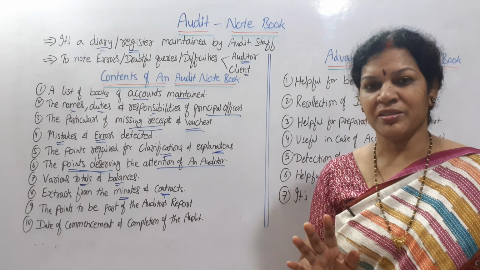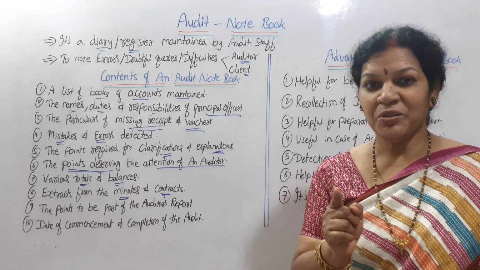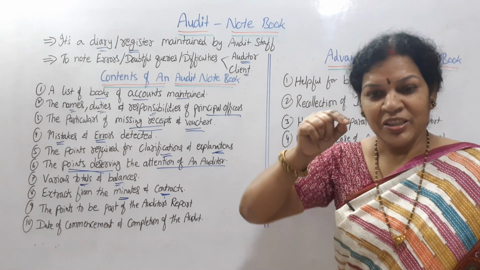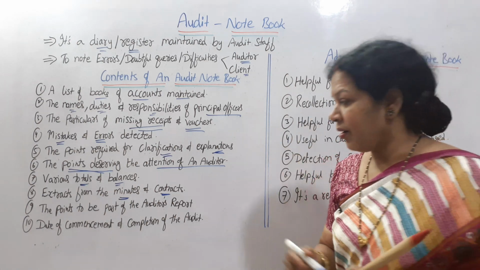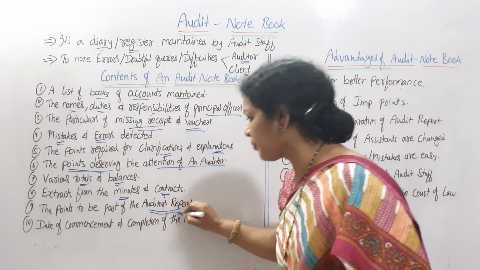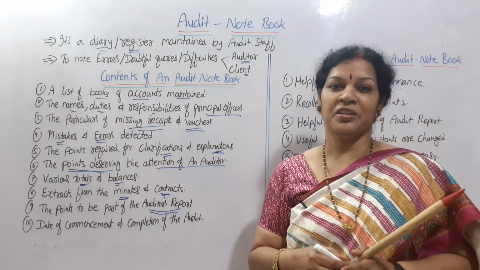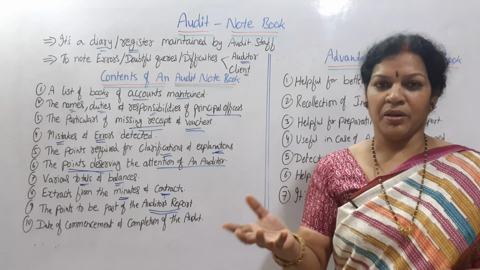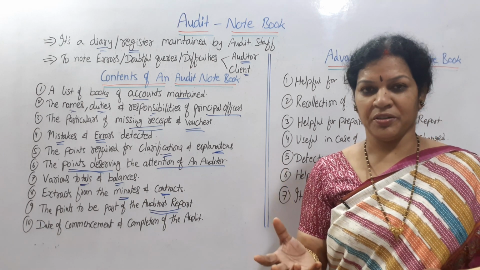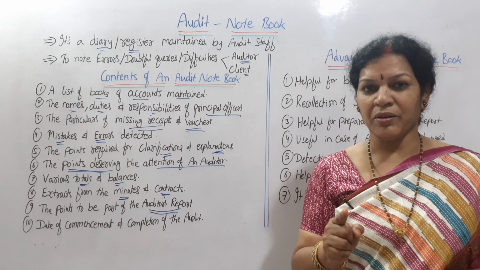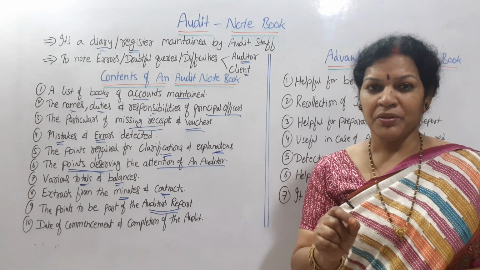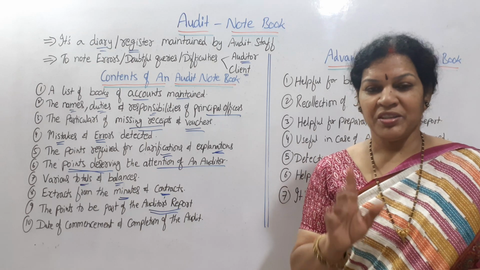Sometimes a few points they want to bring to the knowledge of the auditor, and some points are to be included in the auditor's report. So these points you have to mention in the audit notebook. After completion or before conclusion of the auditing work, the auditor will be preparing the audit report. So in that audit report, a few important points he has to mention.